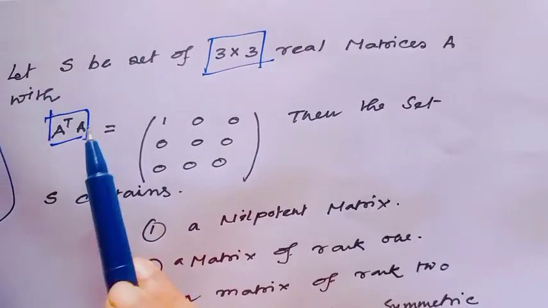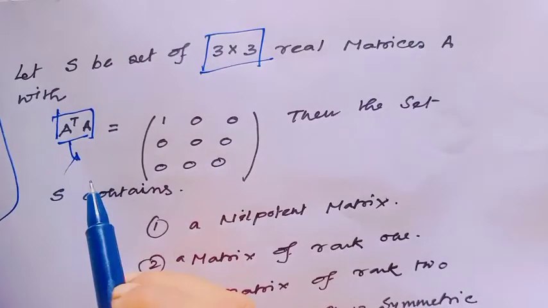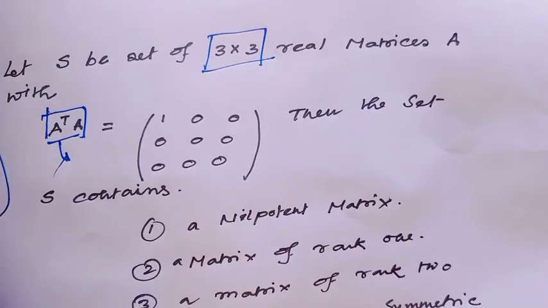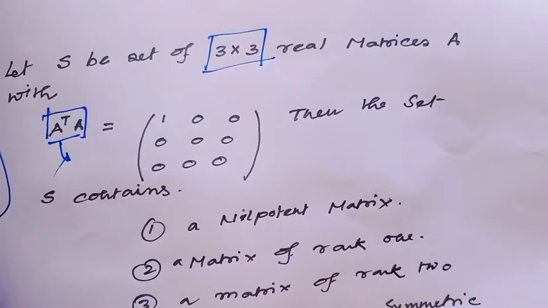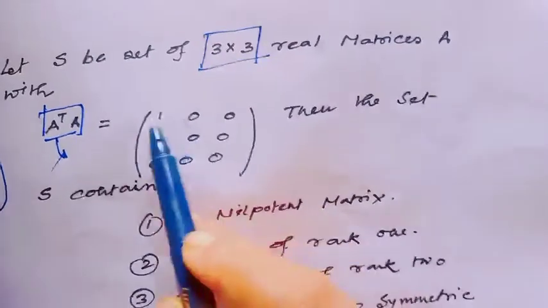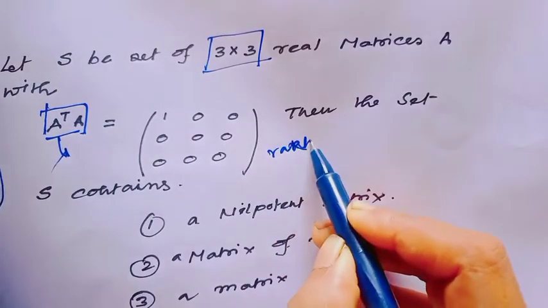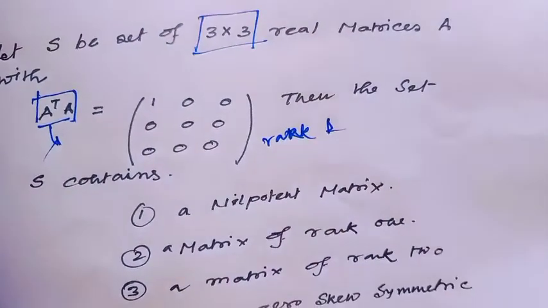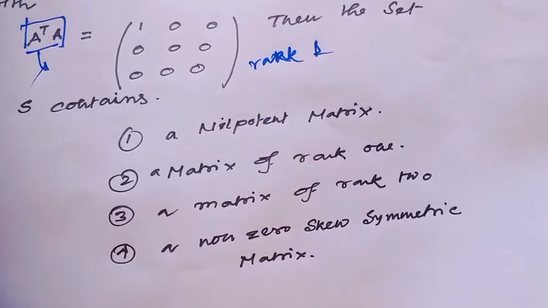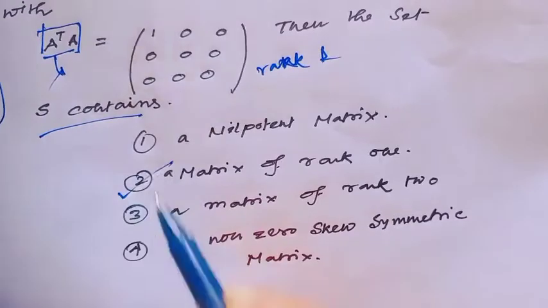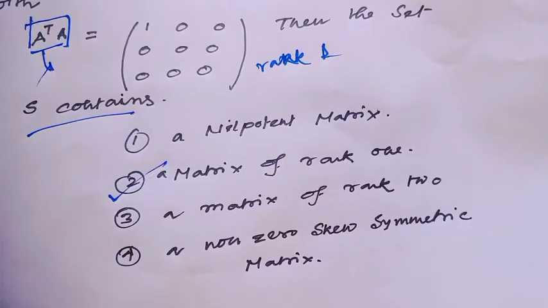Notice, here A transpose A means obviously this is the outer inner product. And I have seen outer inner product always implies a rank 1 matrix. And notice, this matrix is also a rank 1 matrix. So, obviously, by this concept, we can tell S contains a matrix of rank 1. Are you getting why the concept is very important?